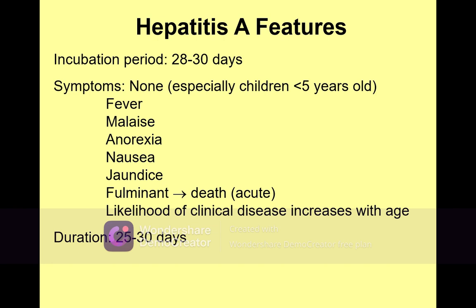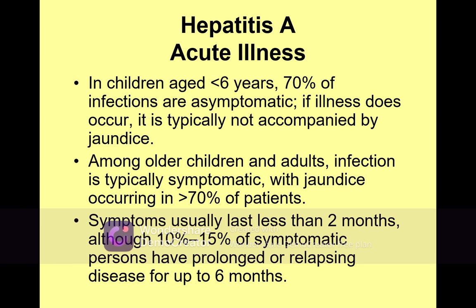The features are the same as I told you previously, that any virus can cause fever, nausea, and jaundice. The total duration of the infection is around 25 to 30 days. After you are infected, you will become fine after 1 month. Acute illness occurs in children, they are the target, and teenagers. They become lethargic and feverish, and they do not want to eat, anorectic, and symptoms usually last less than 2 months. It may be hardly 1 month.